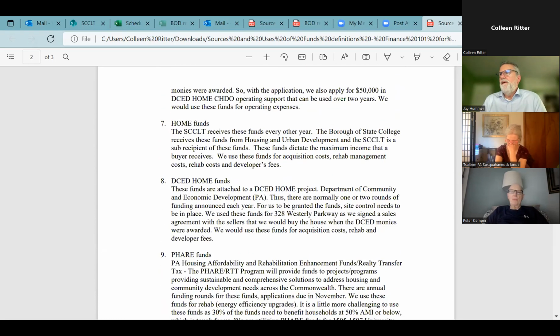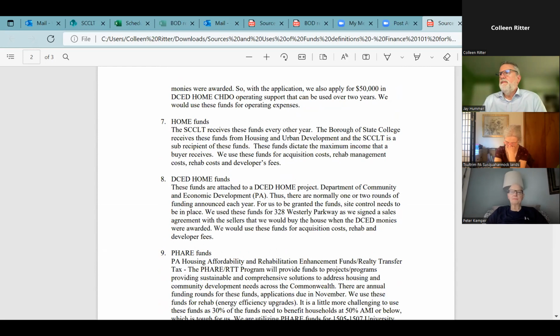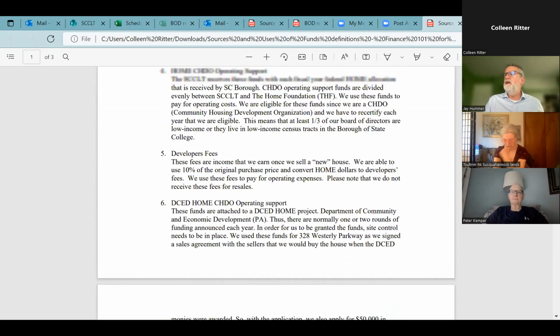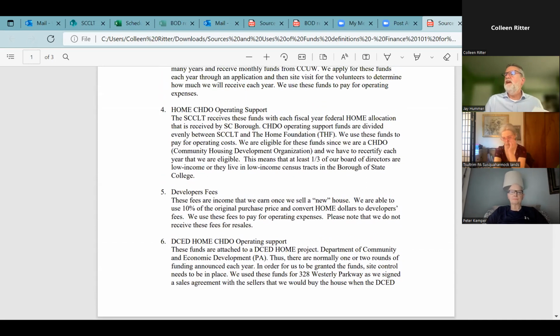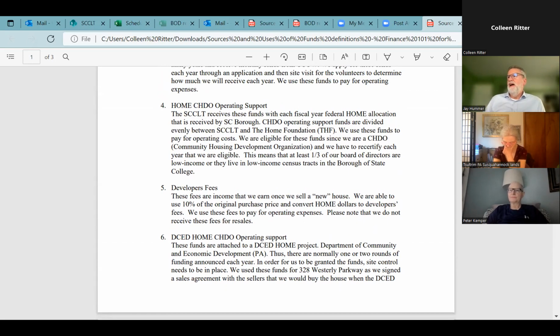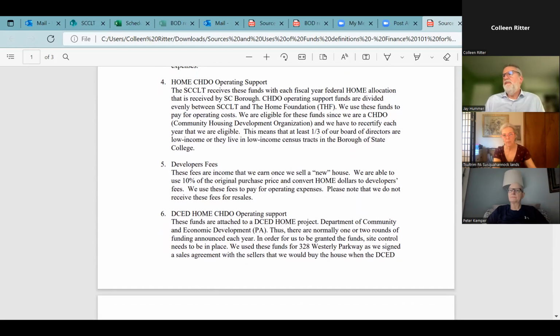So the HOME funds are number 7. I see. That's right. This is operating support. Yes, we do get money. We can get a smaller amount of money for operating, and that's at number 7. The borough gets that, and as it says here, it's divided up. We share it with the other agency, with the Home Foundation, and we can use that for operating.